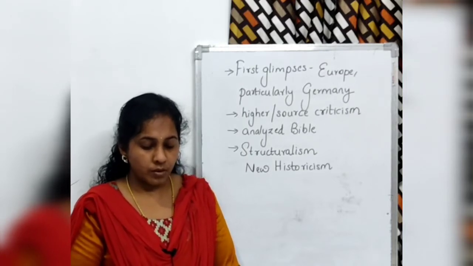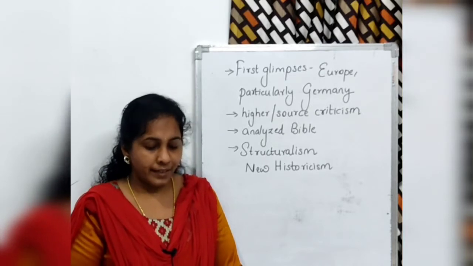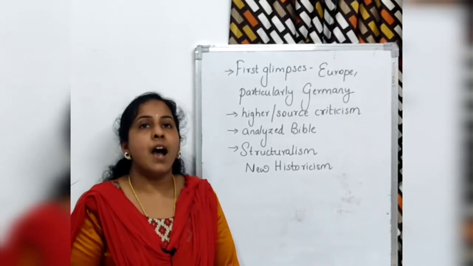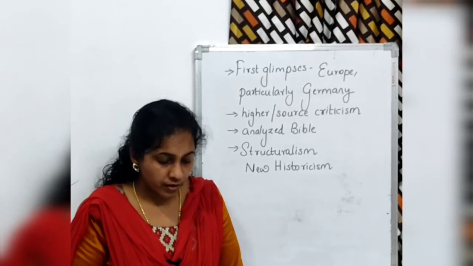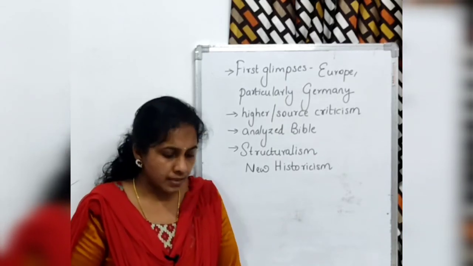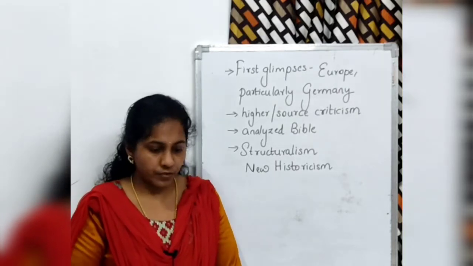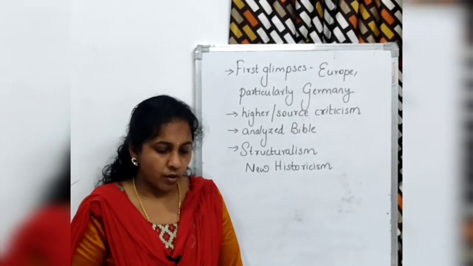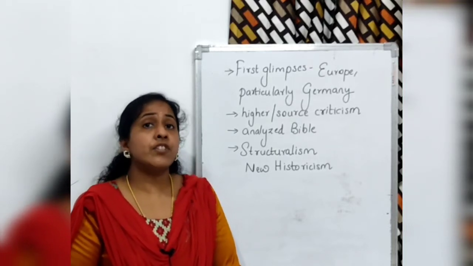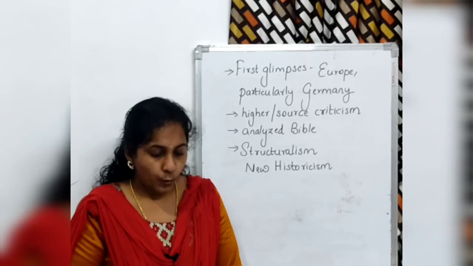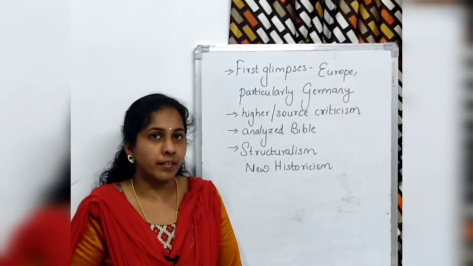Elements of later schools of theory like structuralism and new historicism can be detected in this higher criticism. By the way, what are structuralism and new historicism? We have discussed structuralism before. It depends on the underlying structure. And new historicism is a literary theory based on the idea that literature should be interpreted within the context of both the history of the author and the history of the critic.